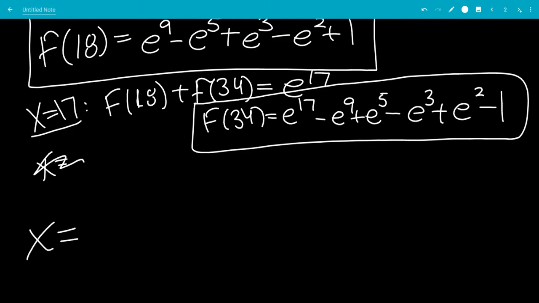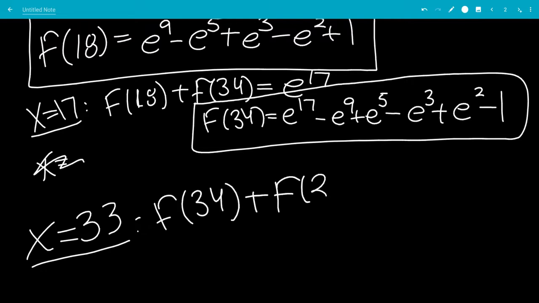Now 34 minus 1 is 33, so let's plug that in. You get f(34) plus f(36)... f(66). So this is what we want. Now this is equal to e to the 33 power.